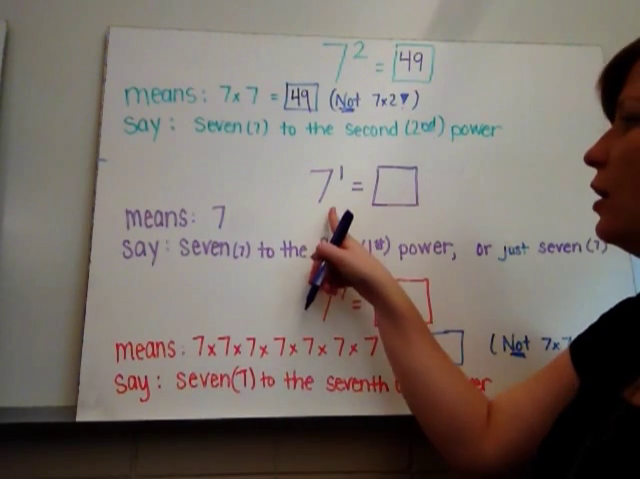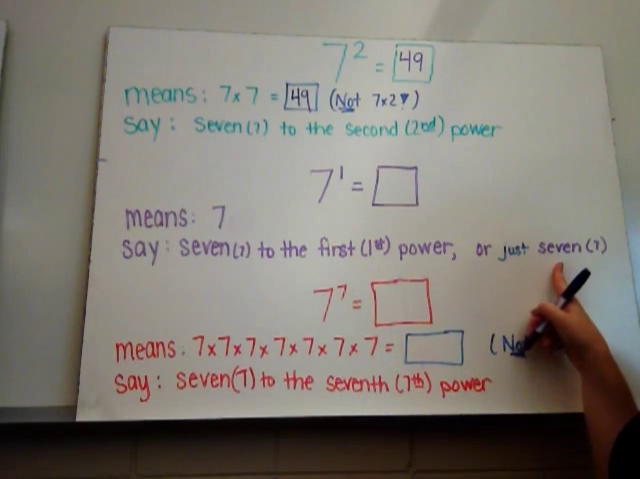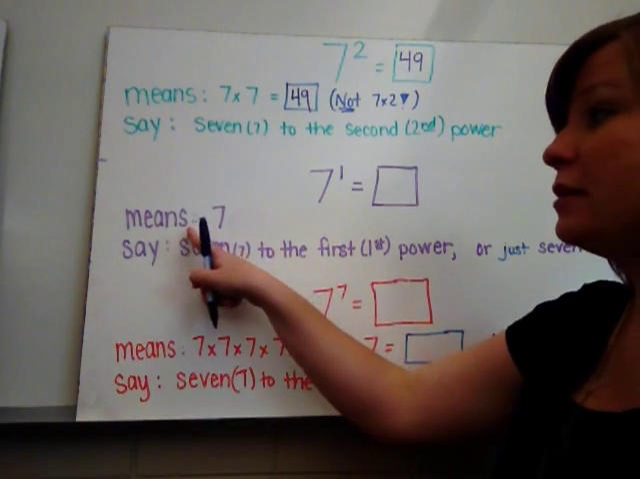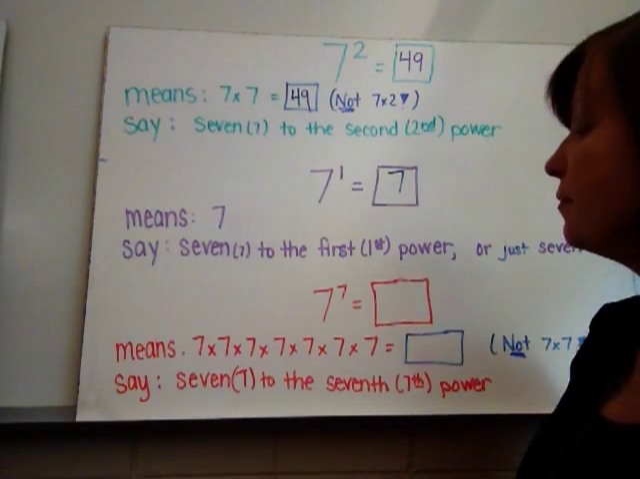Our second example is 7 to the 1st power, or we might just say 7. It means just 7. So we can fill in our box that way.